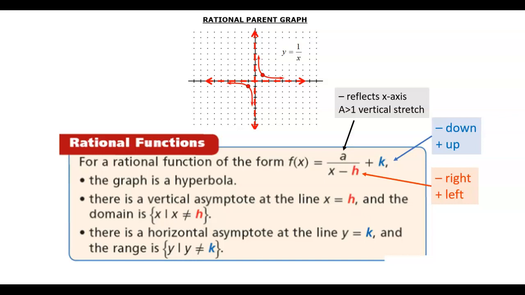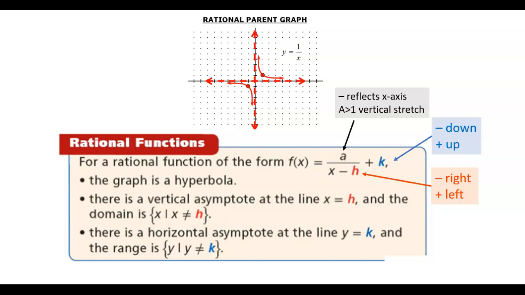A is on top. And A tells you 2 things: if it reflects or if it vertically stretches or compresses. This is standard stuff we've done for every function. The A value tells you if it flips or if it stretches. Now, here's the weird part.